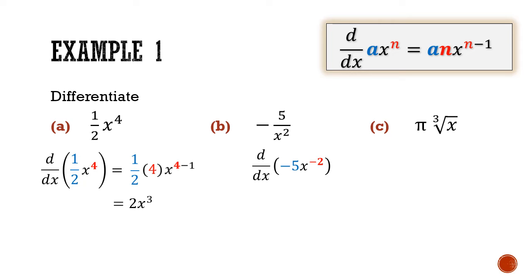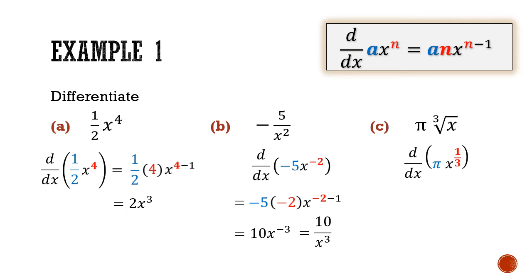In part B, we'll take the derivative of negative 5 x to the power of negative 2. So nothing happens to the coefficient negative 5. We bring the exponent negative 2 down, and we'll subtract 1 from the exponent to get a power of negative 3. So when we simplify this, we'll get 10x to the power of negative 3. We can rewrite this in positive index notation. This will give us 10 over x cubed.